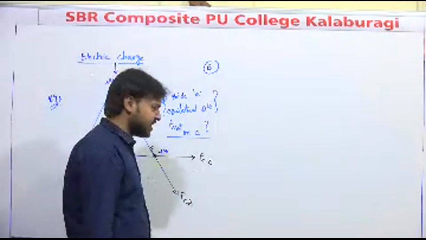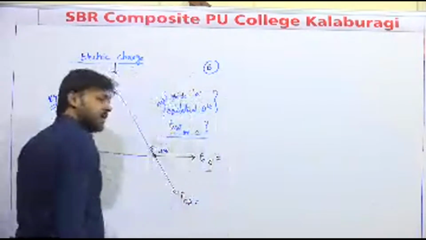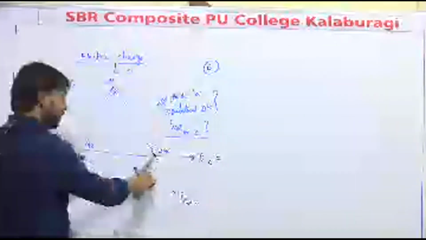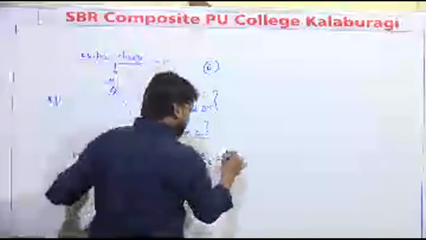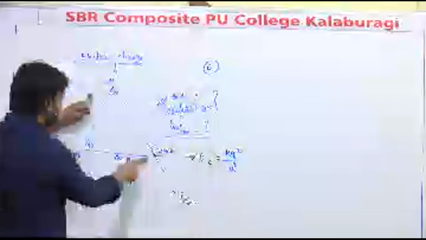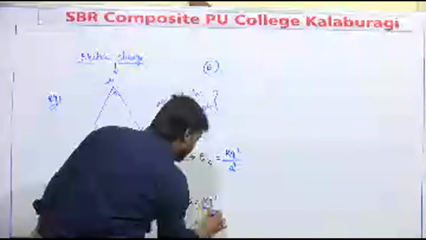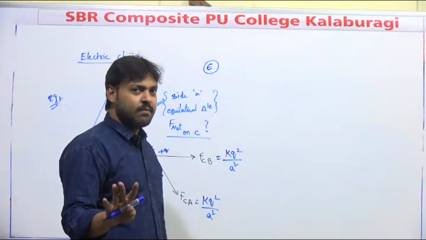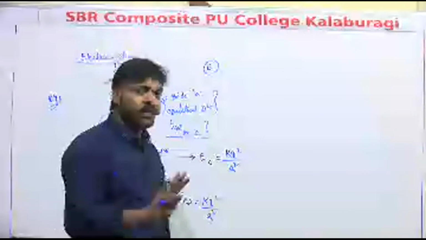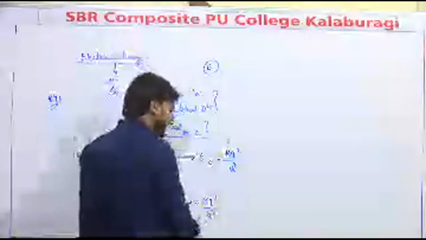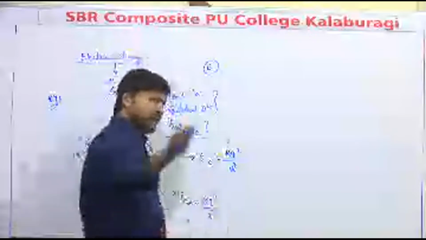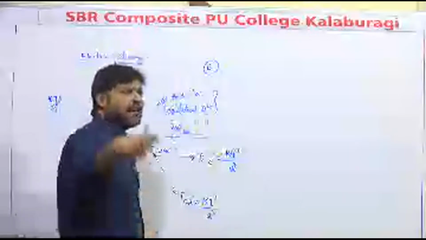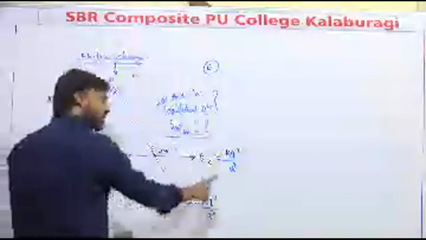Now, is it scalar addition or vector addition? Definitely vector addition. So first I have to write the magnitudes. The force on C by B is K Q square divided by A square, and the force on C by A is also K Q square divided by A square. Whenever you write the magnitude, substitute only the magnitudes of the charges. The minus sign will tell you whether it is attractive or repulsive, but we have already drawn the directions, so otherwise you will be confused. Directions tell you that, so substitute only the magnitude.